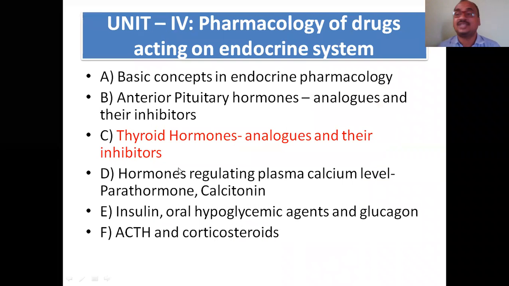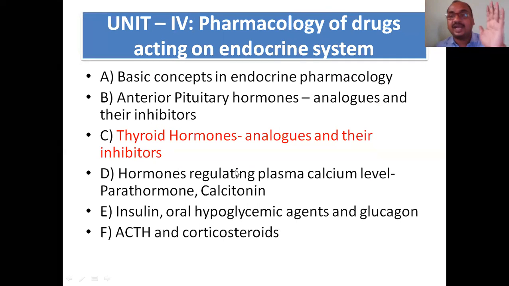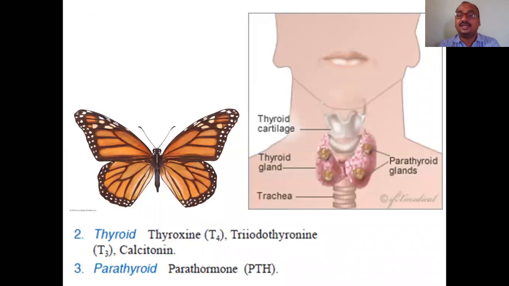This is your syllabus as per your university. Thyroid hormone analogues, which are similar to the thyroid hormones, are called analogues. Inhibitors, which work against a thyroid hormone, are called inhibitors. Both terms are opposite: analogues versus inhibitors.